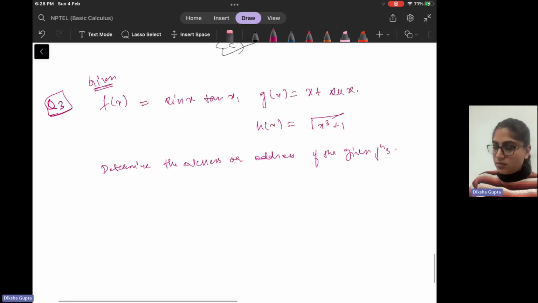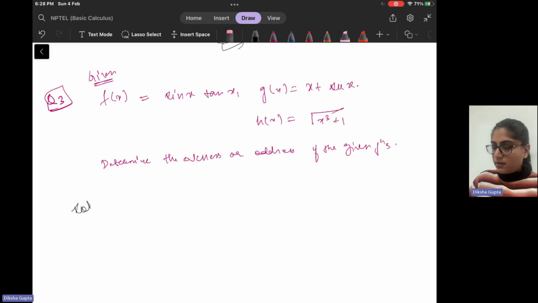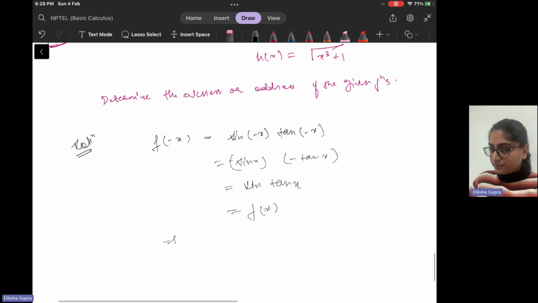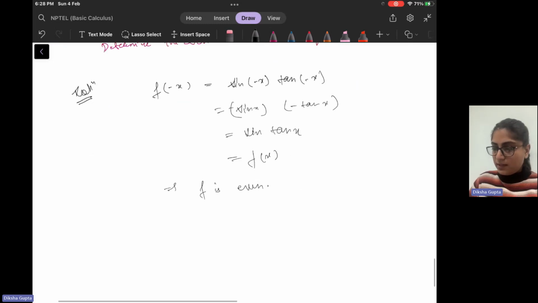Okay, so it's not difficult. You just have to see f of minus x, g of minus x, and then h of minus x, whether they're equal to f of x or negative of f of x, or if they're not, then it will be neither even nor odd. So this is sine of minus x, tan of minus x, which is minus of sine x, and this is minus of tan x. So this is sine x tan x, which is equal to f(x), implies f is even, right?